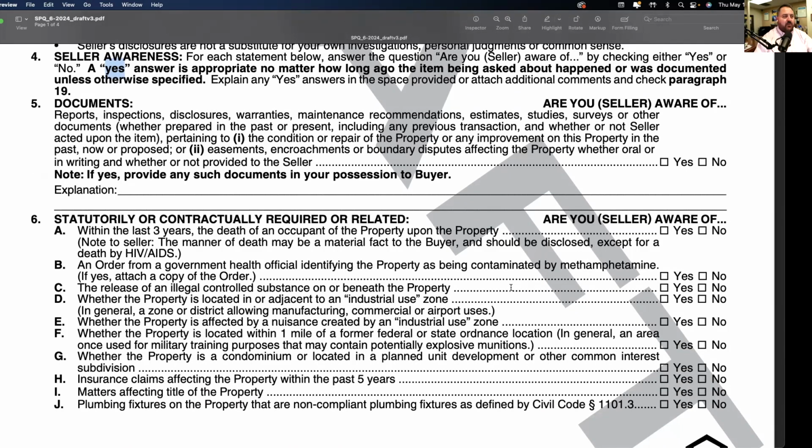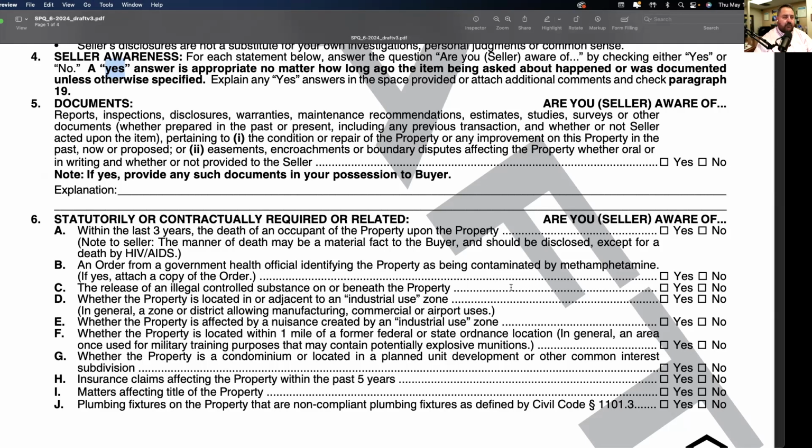Statutorily or contractually required or related. Are you, seller, aware of, well, in the last 3 years, the death of an occupant on the property, upon the property? Yes or no. Note to seller, the manner of death may be a material fact to the buyer and should be disclosed except for a death by HIV or AIDS, right? You can't do that. Discriminatory.